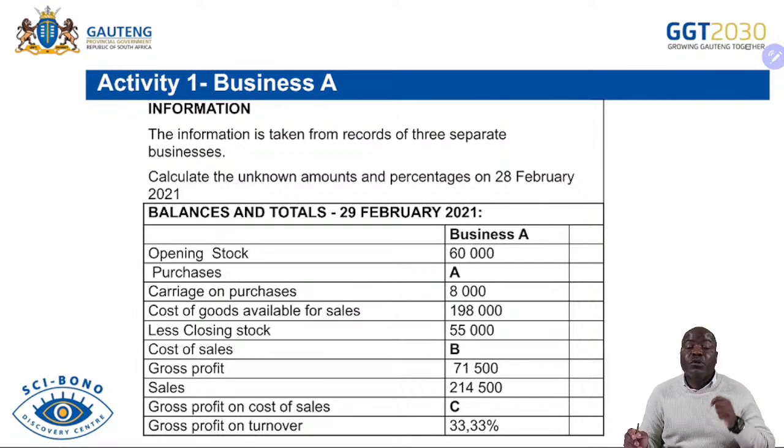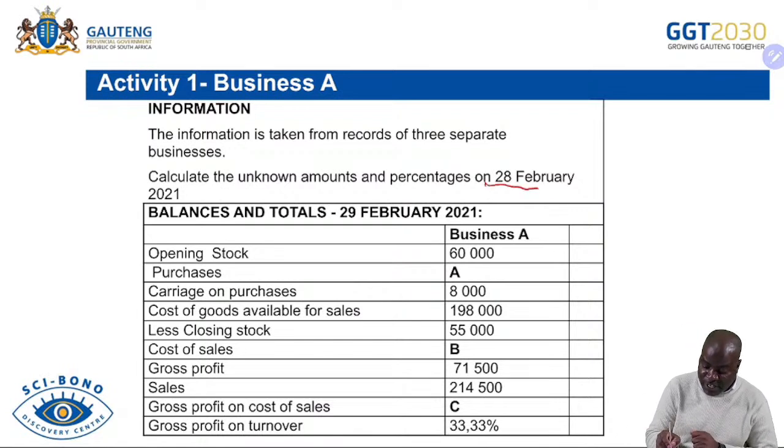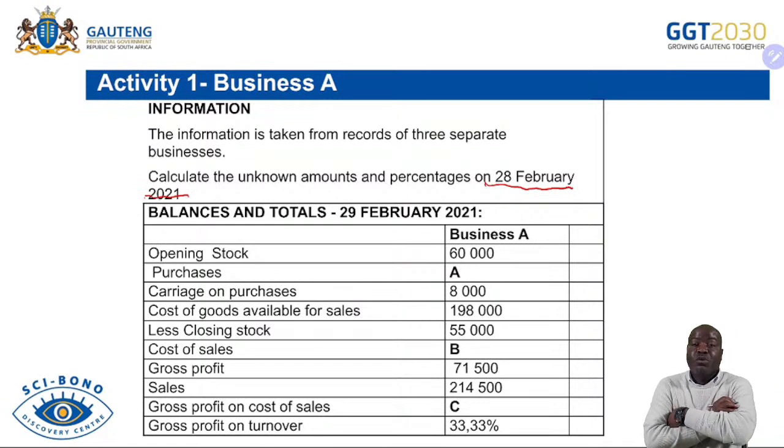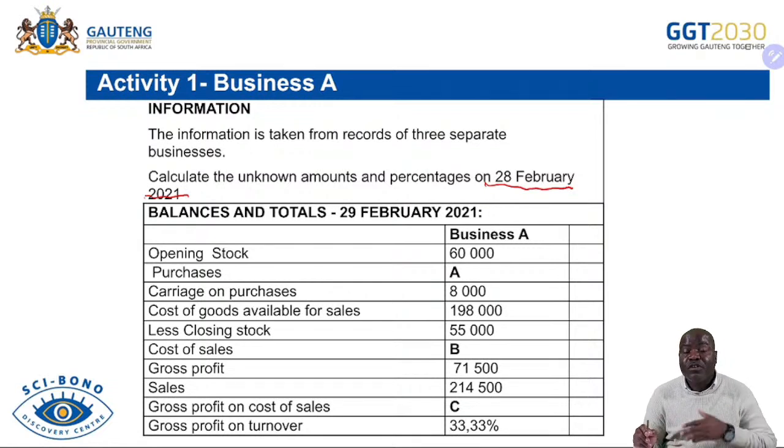For you to be able to identify the closing stock, you will also be able to do so only because of the financial year end. In this instance, I will highlight this one. The financial year end is 28 February 2021. So what does that mean? It means that already in your mind, you must know that your closing stock must fall there. And then you reverse 12 months backwards to establish your opening stock. Let's get into the calculations.